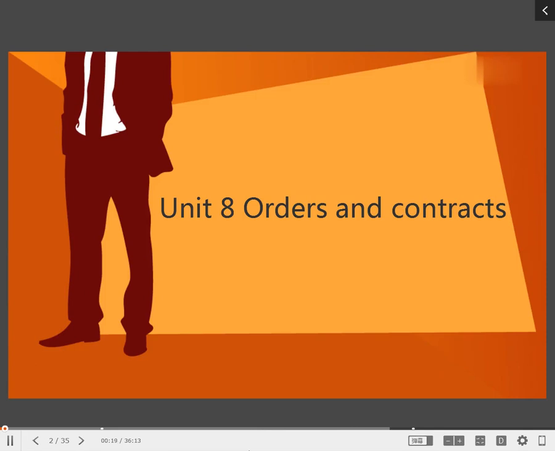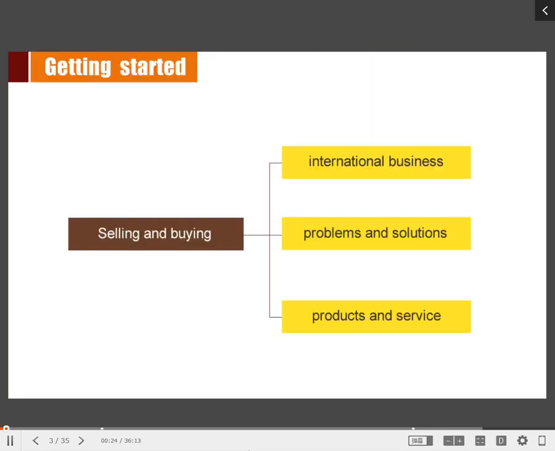Let's first of all take a quick look at what we've covered in the second part of this course. So the topic for the second part of this course is buying and selling. And so far we've covered international business, problems and solutions, and products and services. Now, in the first unit of this buying and selling part, we talked about some famous international brands and also studied an article on EU import ban.